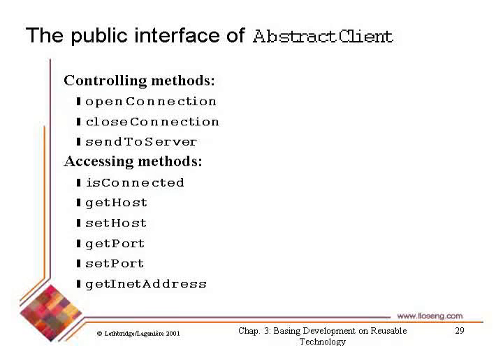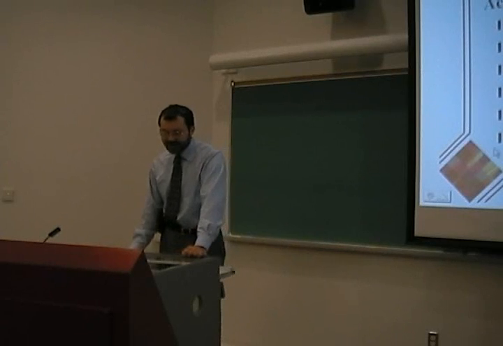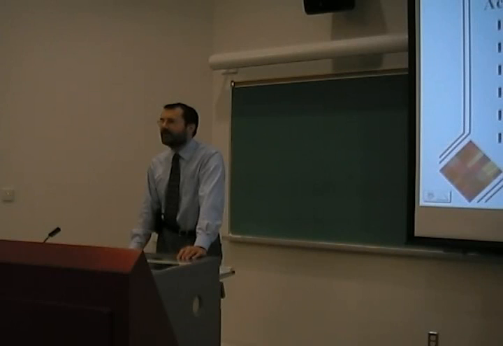Get host says, well, exactly who are we connected to? Set host says, well, next time we try to connect, we're going to use this host. Get port says, well, what port are we connected to? And set port says, next time we try to connect, we're going to use this port. And get INET address says, okay, well, we said we're going to connect to CNN.com, but exactly what is the numeric IP address of that connection that we're connected to?